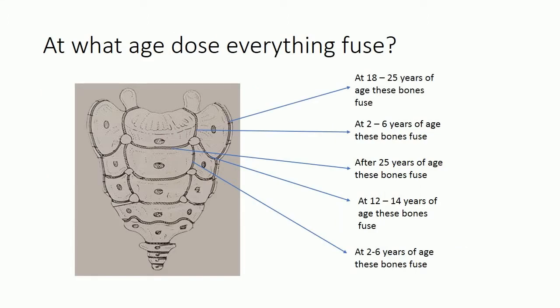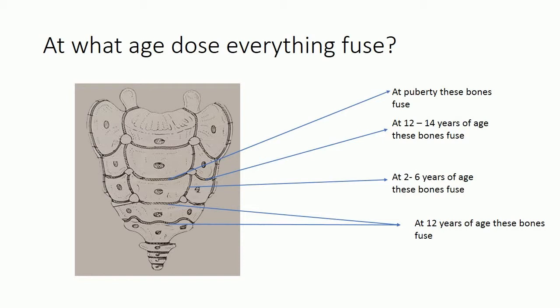At 18 to 25 years of age these bones fuse. At 2 to 6 years of age these bones fuse. After 25 years of age these bones fuse. At 12 to 14 years of age these bones fuse. At 2 to 6 years of age these bones fuse.